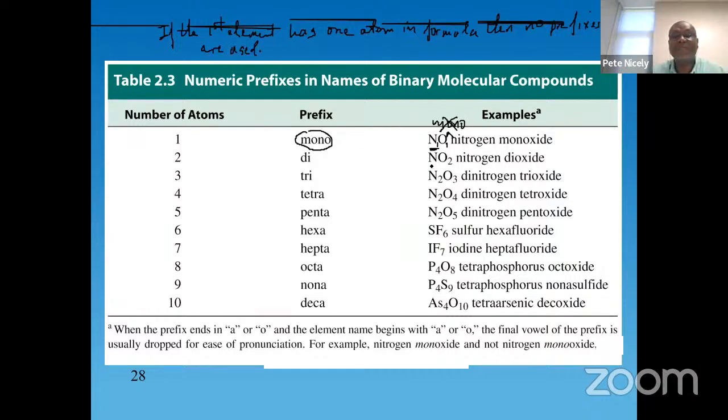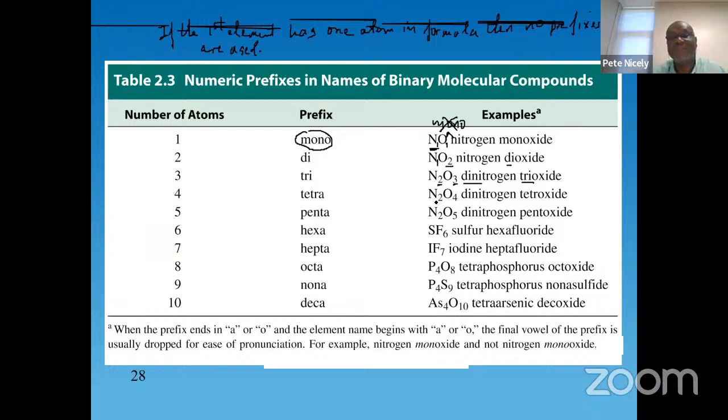So the same is true for nitrogen dioxide. Again, there's one atom of nitrogen, which is the first element indicated in the formula. So therefore, we do not use mono in front of the nitrogen. The name of this compound would be nitrogen dioxide. And of course, dioxide because you have 2 atoms of oxygen here, all right? In the case of the third example, N2O3, you have 2 nitrogen atoms and 3 oxygen atoms. So the name of this compound is dinitrogen trioxide, all right?